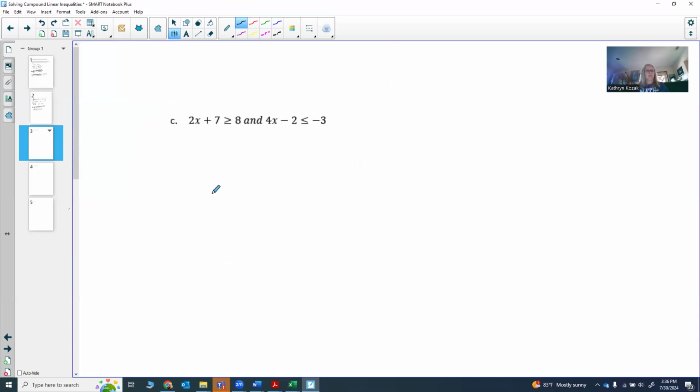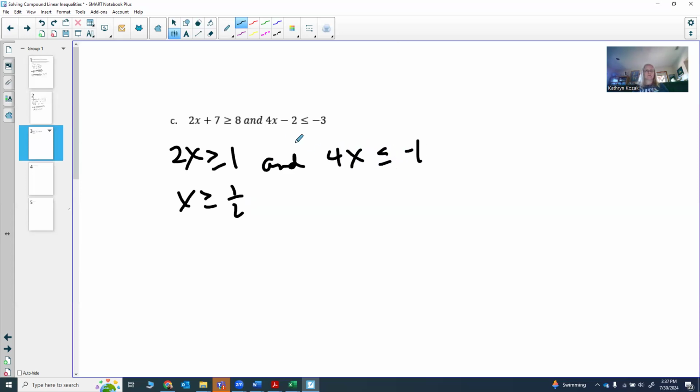Let's try another one. Let's say we have 2x plus 7 is greater than or equal to 8, and 4x minus 2 is less than or equal to -3. Again, the solution of this would be solving each one individually. So 2x is greater than or equal to 1, and x is greater than or equal to 1/2. And 4x is less than or equal to -1, adding 2 to both sides, and x is less than or equal to -1/4. And this again is an "and".